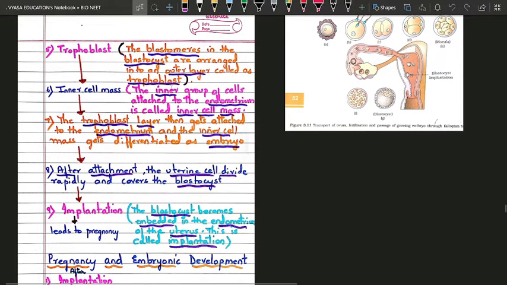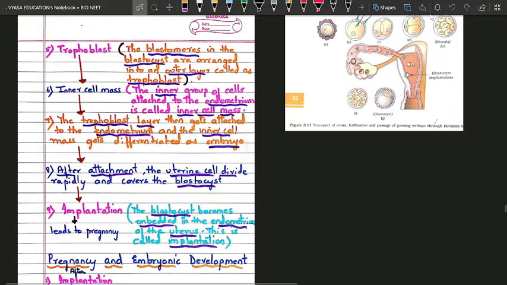The trophoblast is an outer layer. Once implantation happens, the trophoblast forms around it. The inner group of cells attached to the endometrium is called the inner cell mass. The trophoblast layer then gets attached to the endometrium and the inner cell mass gets differentiated as an embryo.